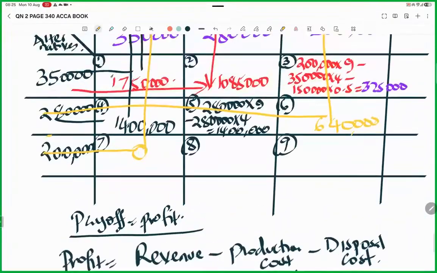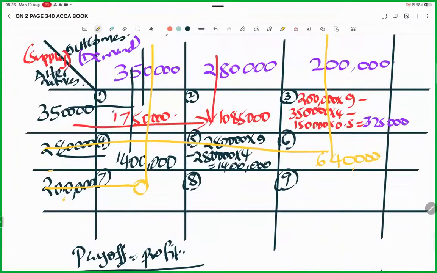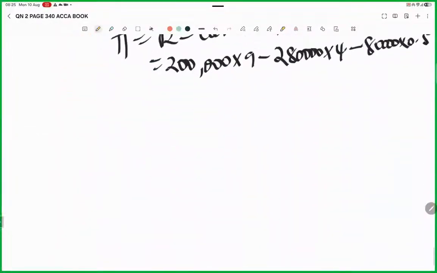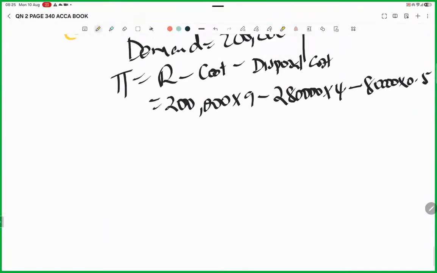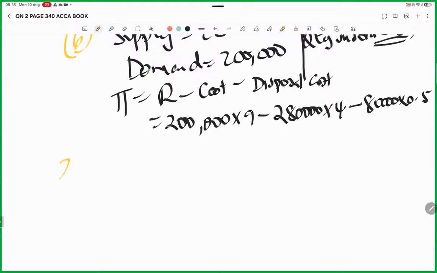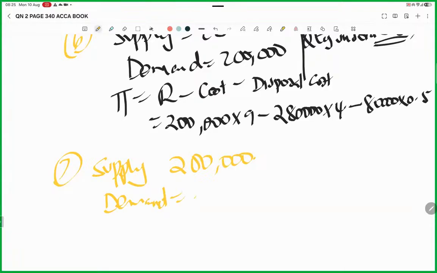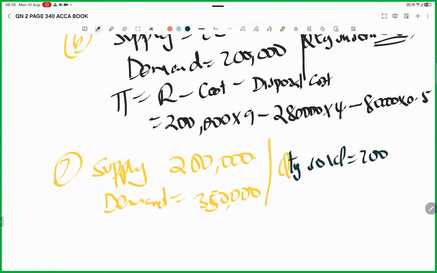So supply is 200,000 and demand is 350,000. So we have here cell number 7. Supply is 200,000, what we produce, and demand is 350,000. So we always sell the lower. So quantity sold will be the lower, 200,000.